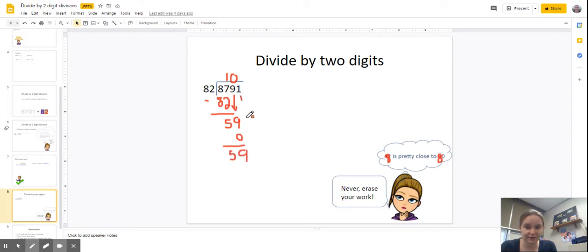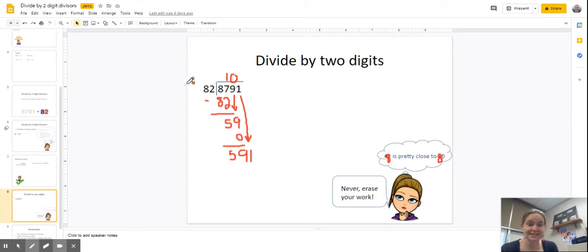Next step is to bring down my 1, because my remainder 59 is smaller than 82. Even though my remainder is 59, that's a big number, it's still smaller than my divisor. So I bring down my 1. Now here's where the thinking part comes in. If I'm going to divide by 82, since 82 is close to 80, I'm going to round to get an estimate. About how many times does 80 go into 591?